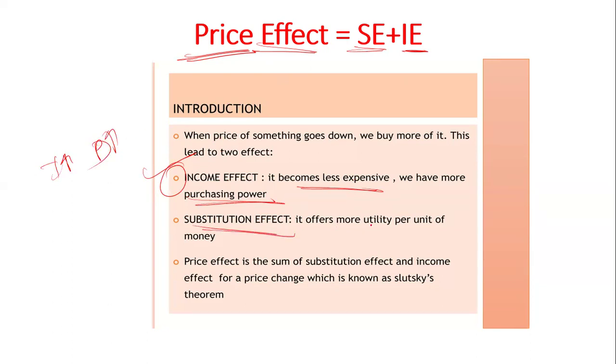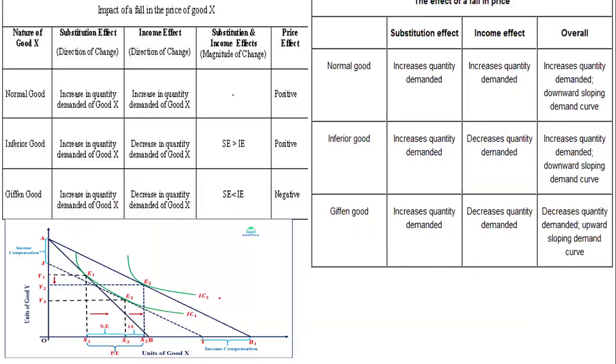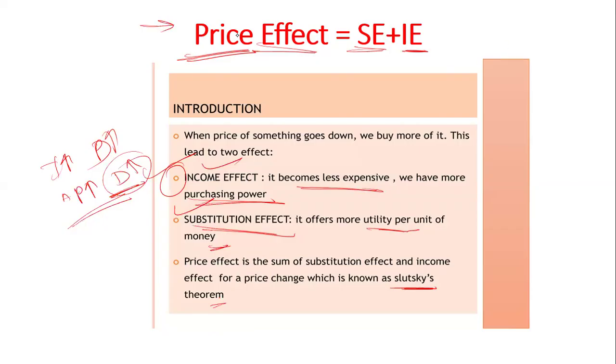What about the substitute goods? If they offer more units per unit of money, that means if a substitute's price increases, demand for the other substitute good increases. So here you can see the price effect is affected by the income effect and the substitute effect. The price effect is the sum of the substitute effect and the income effect of the price change, which is known as the Slutsky theorem. So the price effect equals the substitute effect plus the income effect. This is also named the Slutsky effect.